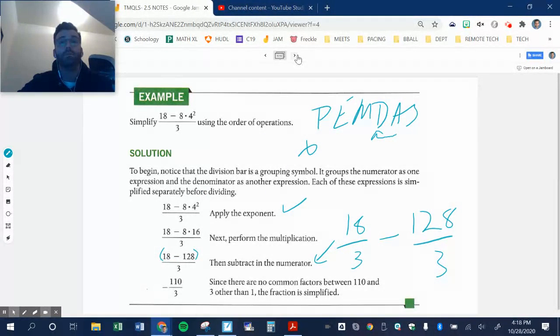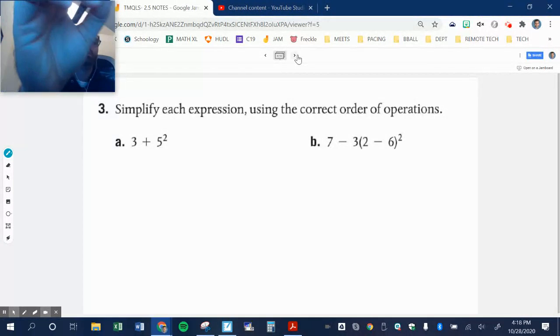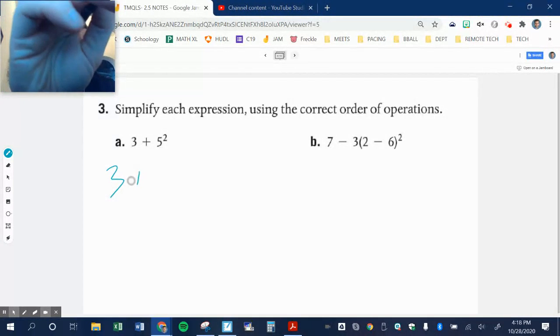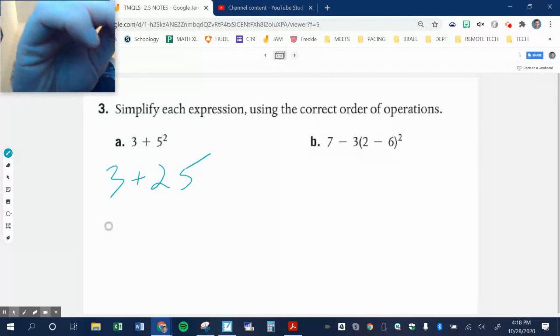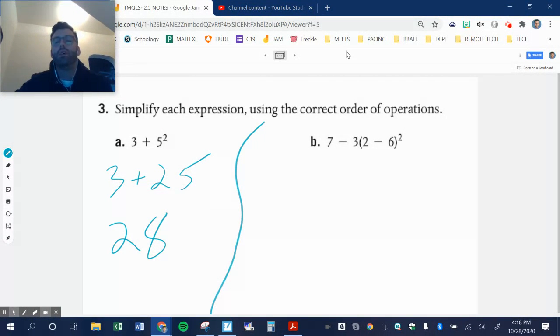All right, people. Simplified expression. These are pretty simple. PEMDAS: 3 plus 5 squared is 25, so it's 28. Order of operations, I want to do what's inside the parentheses first.